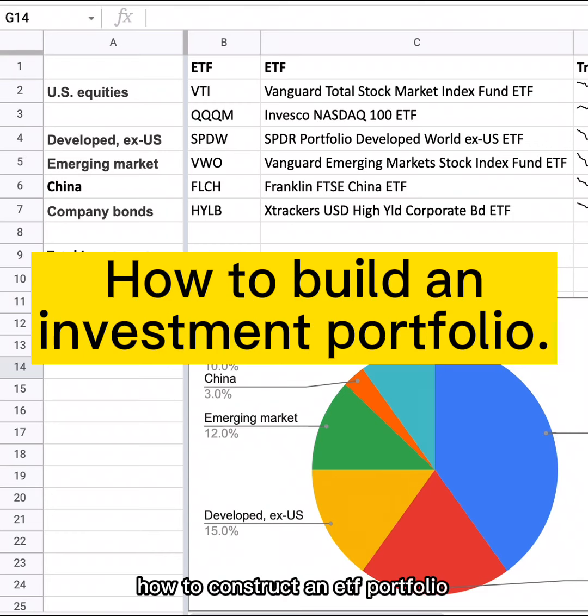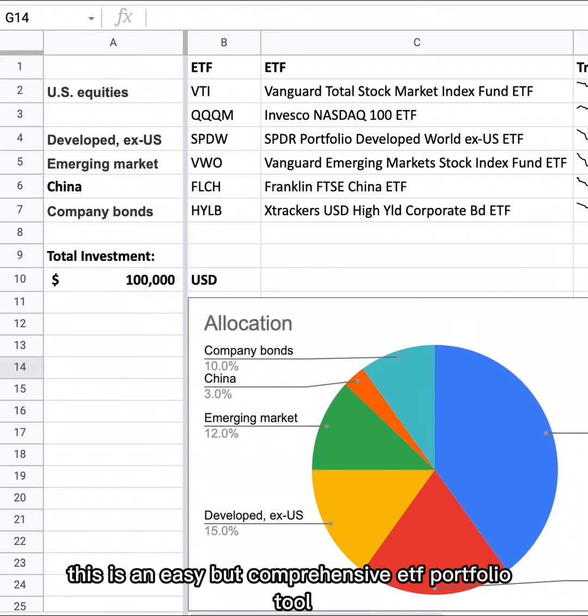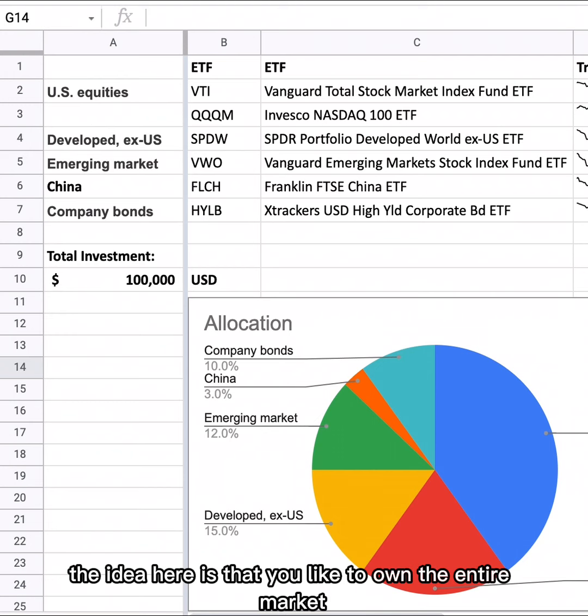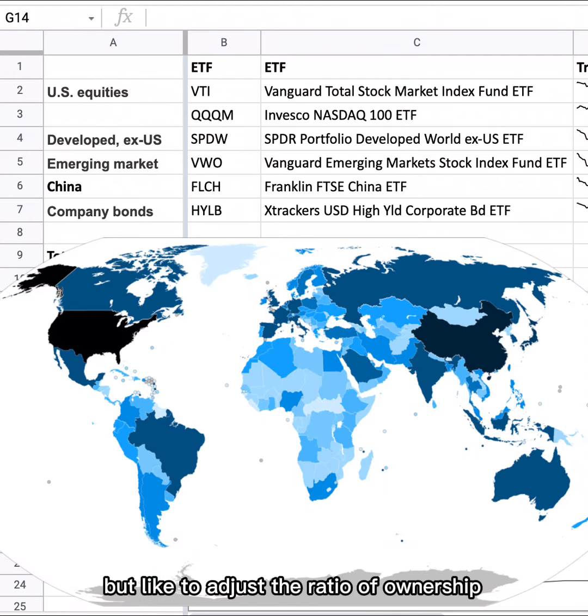How to construct an ETF portfolio. This is an easy but comprehensive ETF portfolio tool. The idea here is that you like to own the entire market, but like to adjust the ratio of ownership depending on what you believe to be the strength of various world economies.